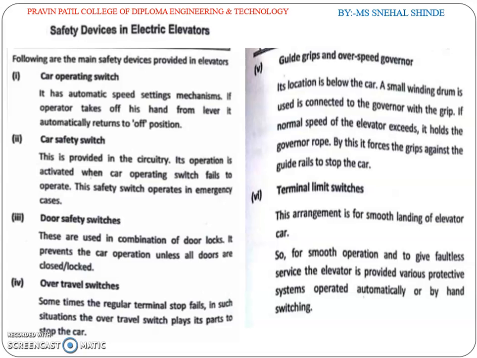Door safety switches. These are used in combination with door locks. It prevents the car operation unless all doors are closed or locked. Over travel switches. Sometimes the regular terminal stop fails. In such situations, the over travel switch plays its part to stop the car. Guide strips and overspeed governor. Its location is below the car. A small winding drum is connected to the governor with the grip.